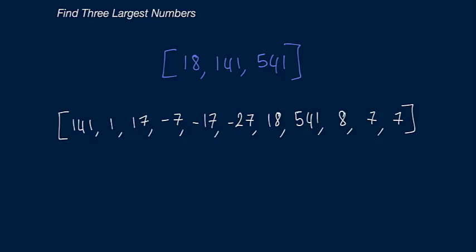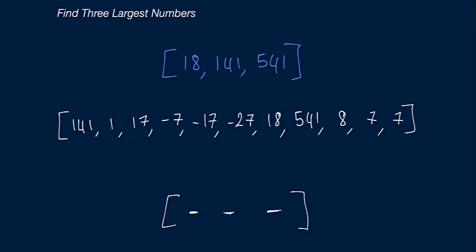So we're going to declare an empty array of length 3 here, where we're going to have the third largest number, the second largest number, and the first largest number. And we're going to update them as we go.